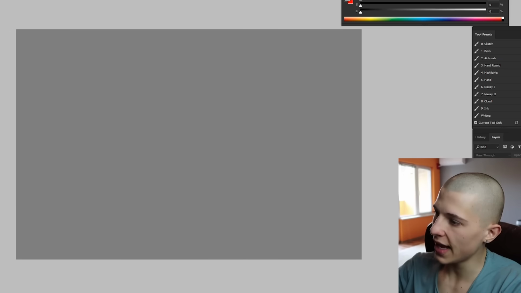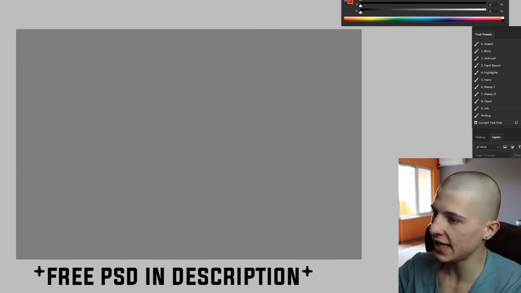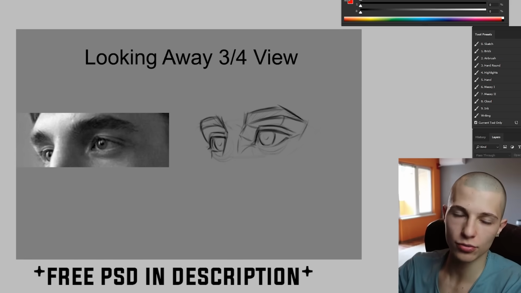So these are all the different angles that I could think of, and I've put all of them in a PSD that you can download for free so you can cheat next time you're drawing eyes.